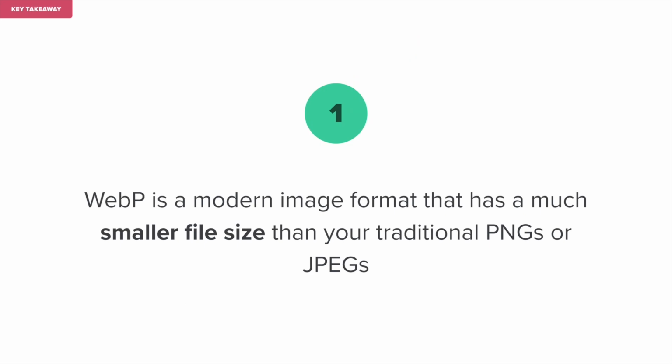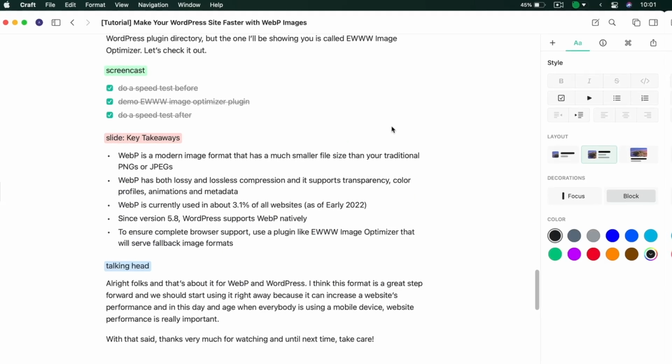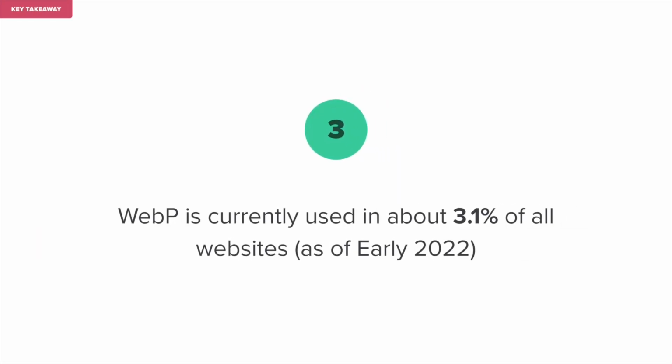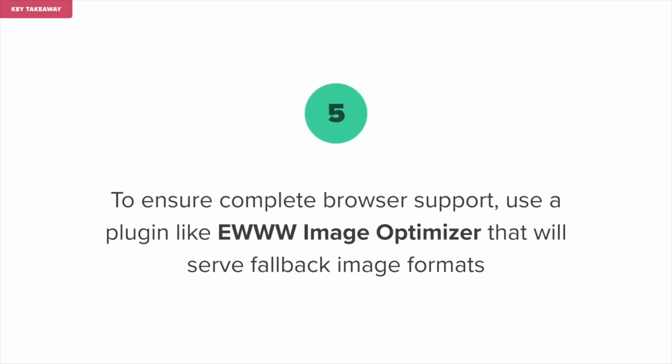All right, time for some key takeaways. WebP is a modern image format that has a much smaller file size than your traditional PNGs or JPEGs. WebP has both lossy and lossless compression, and it supports transparency, color profiles, animations, and metadata. WebP is currently used in about 3.1% of all websites, as of early 2022. Since version 5.8, WordPress supports WebP natively. To ensure complete browser support, use a plugin like Image Optimizer that will serve fallback image formats.